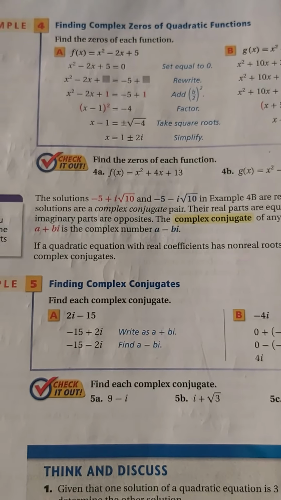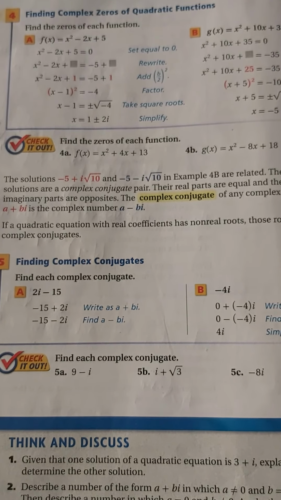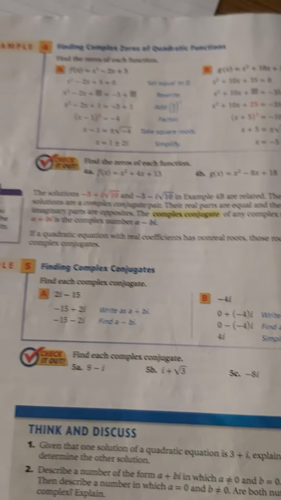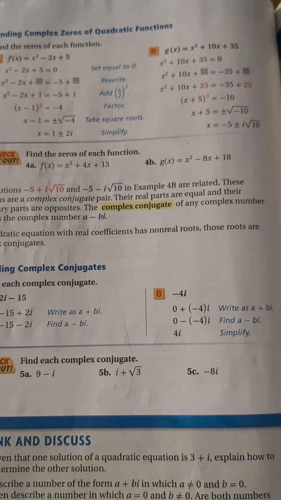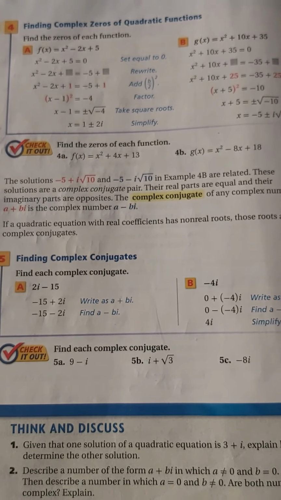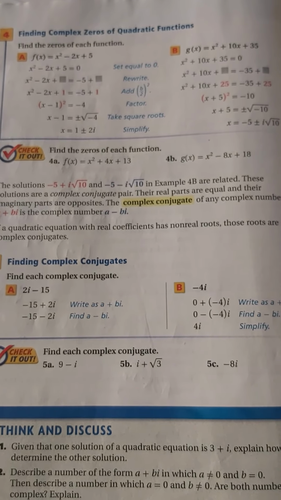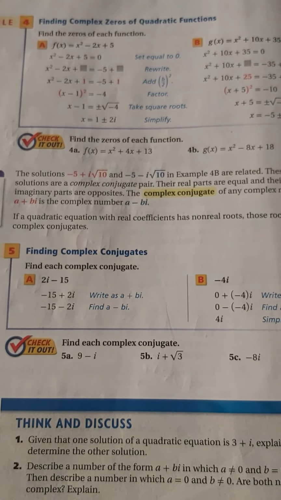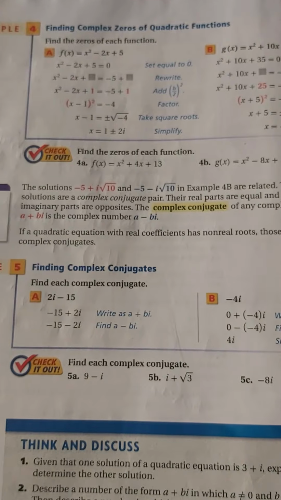Okay, the solutions negative 5 plus i square root of 10 and negative 5 minus i square root of 10 in example 4b are related. These solutions are a complex conjugate pair. Their real parts are equal and their imaginary parts are opposites. The complex conjugate of any complex number a plus bi is the complex number a minus bi.